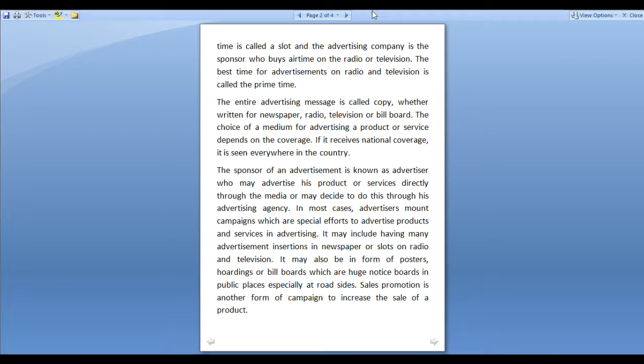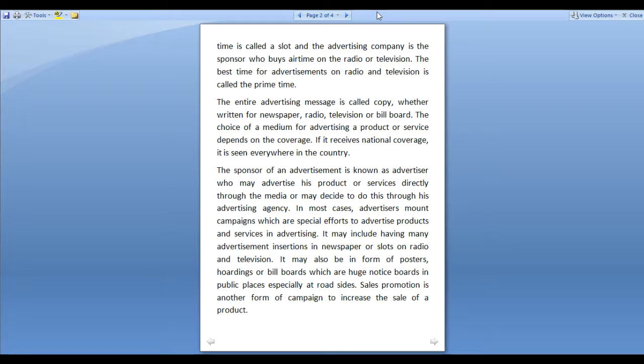The choice of a medium for advertising a product or service depends on the coverage. If it receives national coverage, it is seen everywhere in the country. So whenever you want a product to go far, it also determines the medium or the platform you should use. The sponsor of an advertisement is known as the advertiser, who may advertise his product or service directly through the media or may decide to do this through his advertising agency. So when someone has an advertising agency, that person is called an independent advertiser. You don't need to go to other people's media houses or platforms to do your advertisement. You use your own agency, so you are known as an independent advertiser.